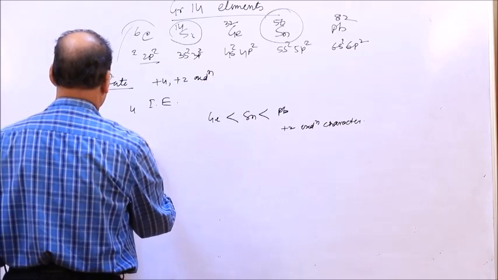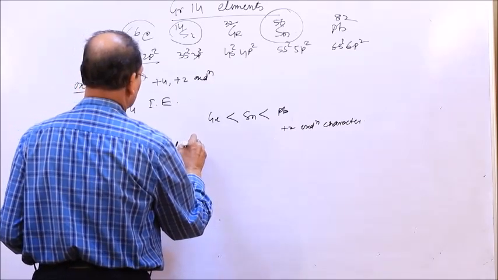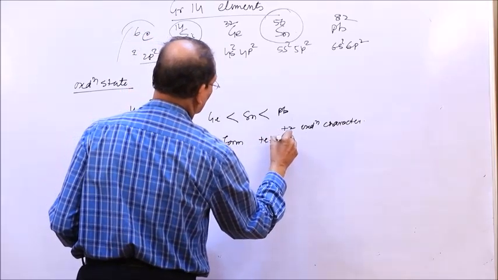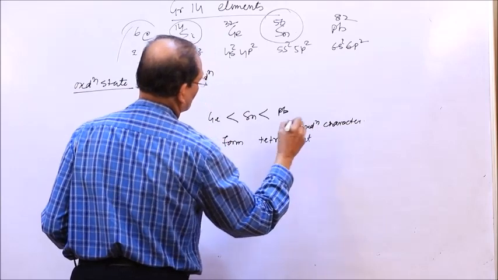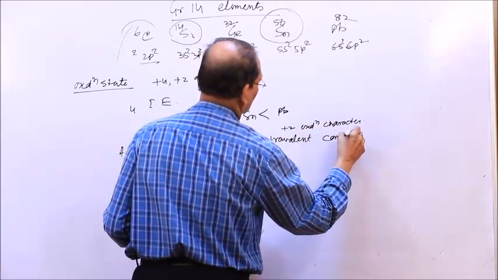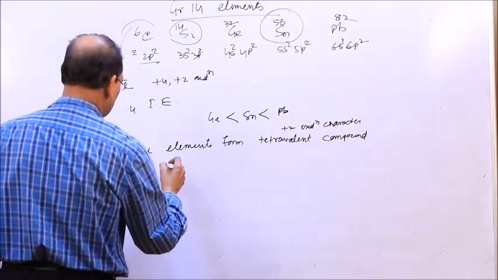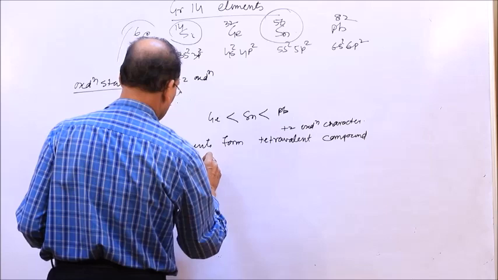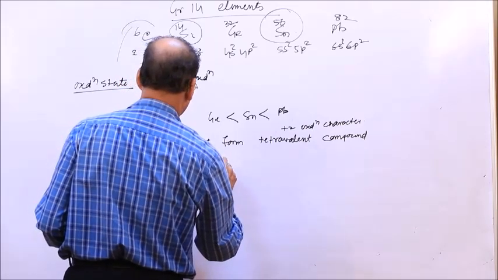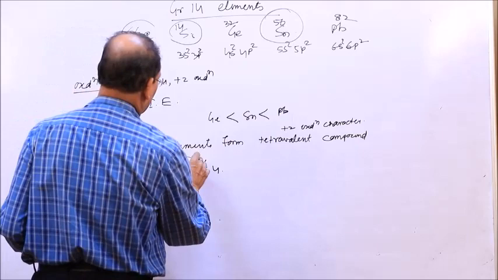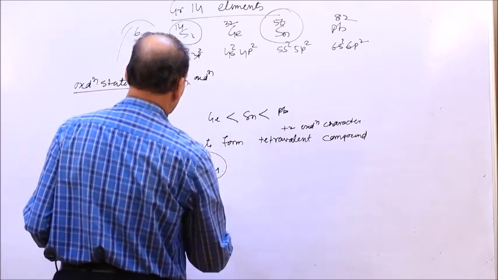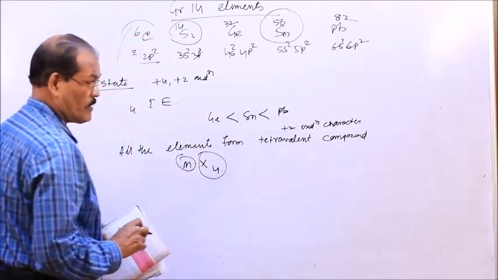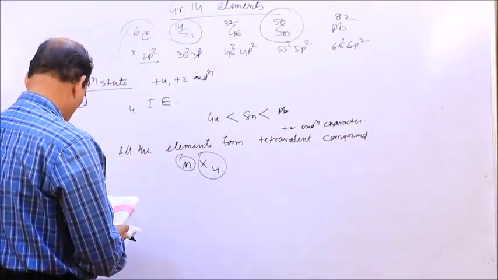All the elements form tetravalent compounds, that is MX4, where M is the metal or element and X is the anion, forming tetravalent compounds in all cases.